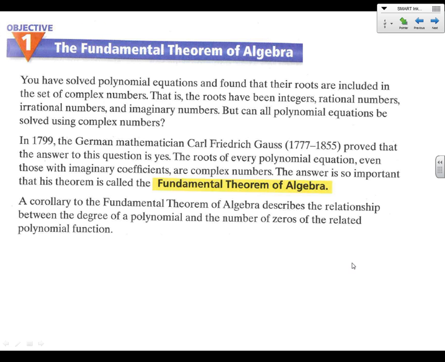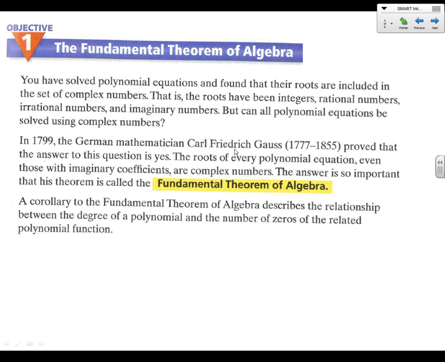All right, so I'm going to read this through and we'll explain the fundamental theorem of algebra. So we've solved polynomial equations, so x to the third or x to the fourth, right? Long equations, and found that the roots, the solutions, the zeros, are included in the set of complex numbers. So that being said is that the roots are either integers, they're rational, they're irrational, or they're imaginary. Okay? But can all polynomial equations be solved using complex numbers?